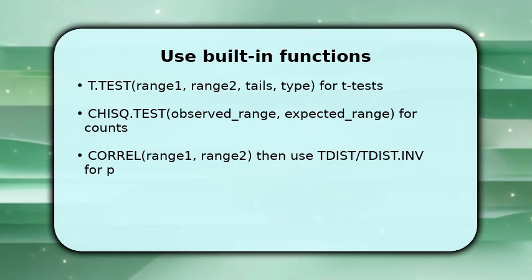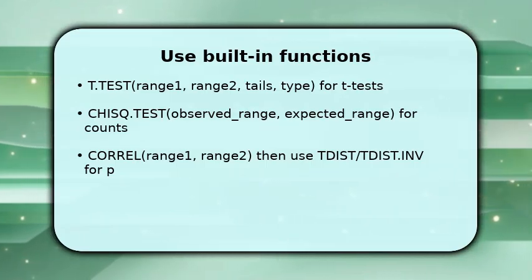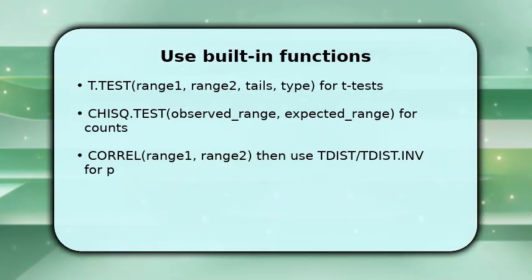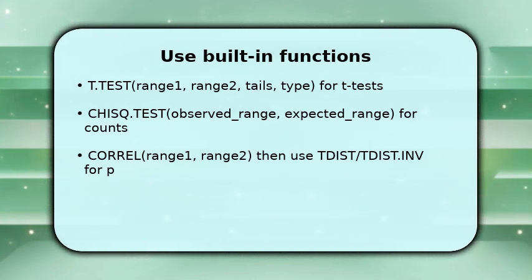For correlations, compute r equals CORREL(A2:A50, B2:B50), then convert to a p-value with the t statistic and T.DIST or T.DIST.2T depending on Sheets version, because different functions expect different parameter orders and tail definitions.